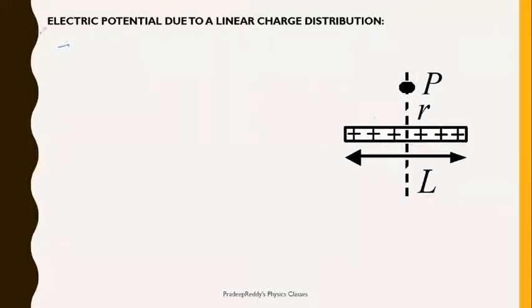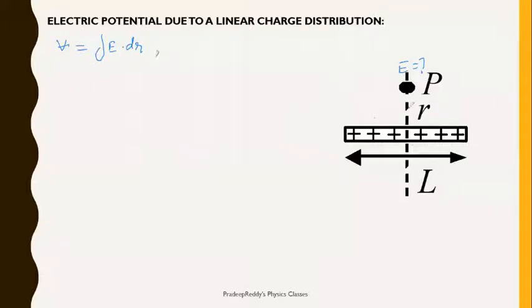Electric potential can be written as V is equal to integration of E dot dr, right? E is electric field. We already calculated electric field due to a rod on the axial line as well as on the equatorial line. We have found electric field at this point, so directly you can substitute that E value over here and find out electric potential.